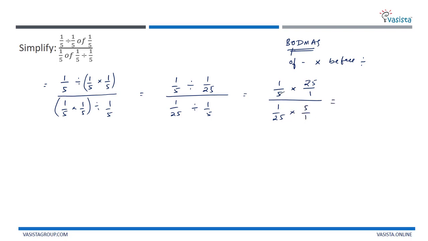Now simplify, 5 ones are 5, 5 fives are 25. This will become 5/1 that divided by 1/5. Now this will come, the denominator will come to the numerator here, that is 5/1 into 1/5 here. So this goes upwards and this will come downwards, that is the denominator. So the answer is 25.